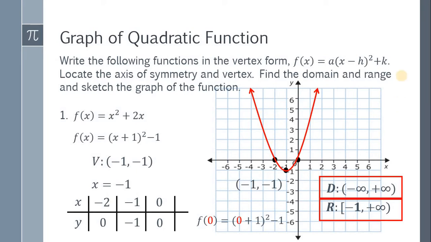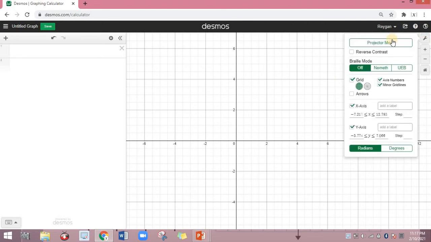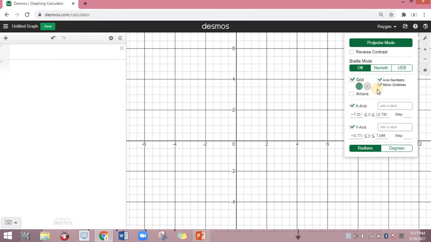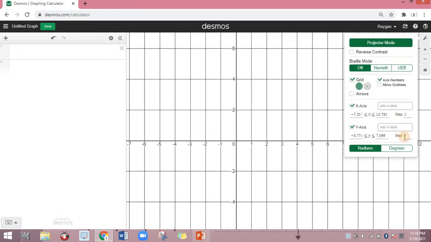So, gagamit tayo ng tinatawag nating online calculator. Gagamit tayo ng Desmos. Now, pwede nyo itong i-download sa inyong mga cellphone. Libre naman to. Bukod sa libre na to, wala pa tong bayad. Okay? So, paano ba ito ginagamit? Ayusin lang natin yung setting. Yung setting natin, gawin natin siyang projector mode para mas magandang tingnan. And tanggalin natin yung minor axis. Then, yung steps natin, gawin lang natin tig 1.